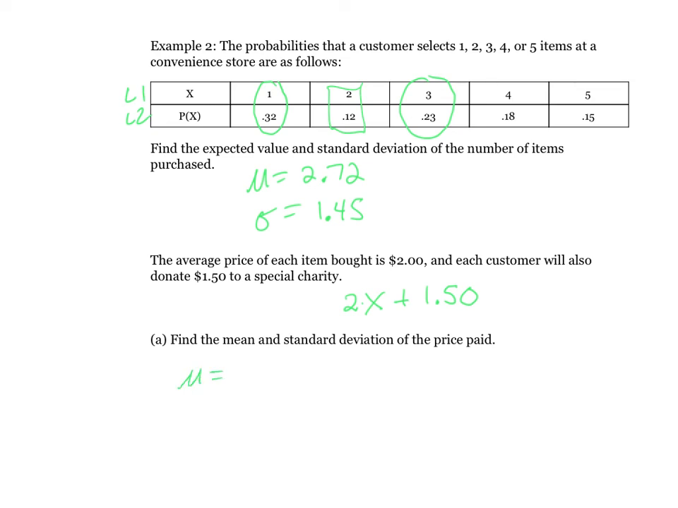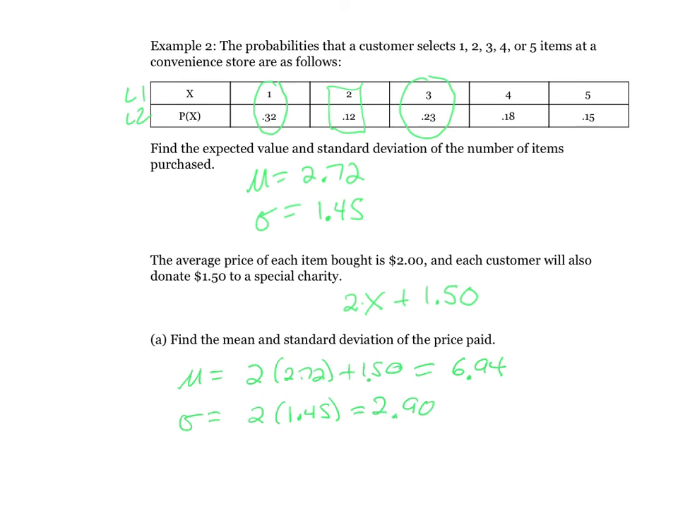So for the mean, we're going to do both, right? We're going to multiply by $2 per item, and then we're going to add the 150. Okay, for the standard deviation, all I care about is that we're multiplying by 2, so it's going to be 2 times 1.45. I do not care about adding the additional 150. That is not going to change the spread. So for the mean amount spent, we'd expect $6.94 to be spent per customer. And then for the standard deviation, I do 2 times 1.45, and I get $2.90.